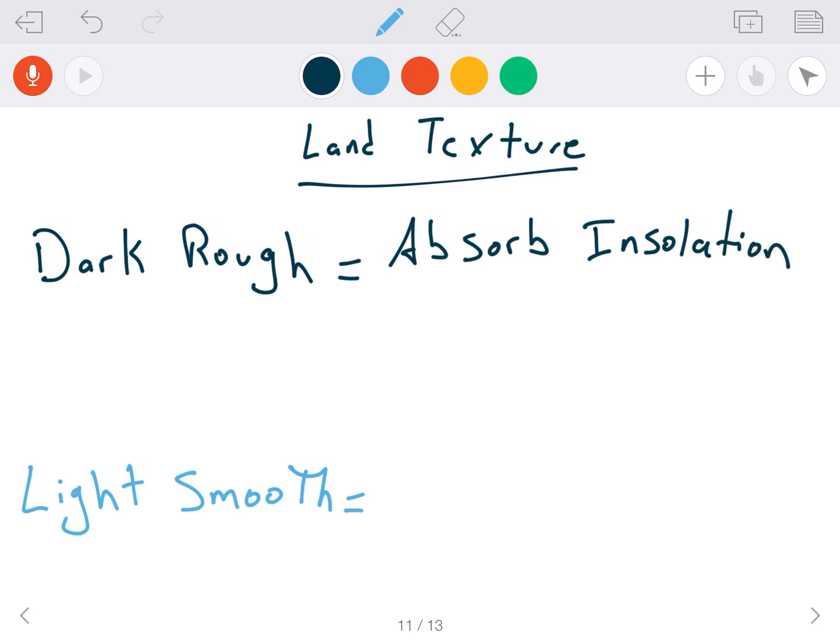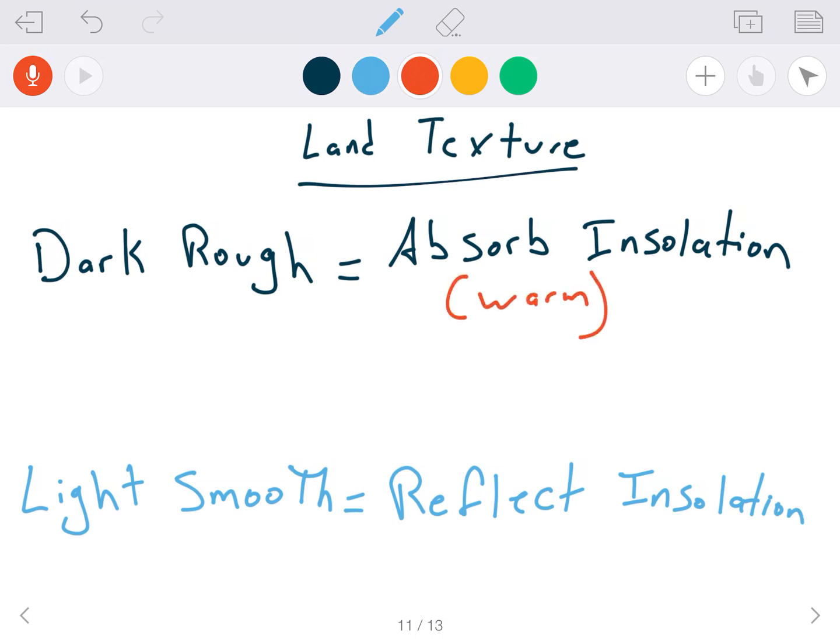Whereas a light, smooth area, maybe somewhere like Antarctica, the North Pole, light being like the white snow, and then the snow kind of is like a very smooth blanket. This is going to reflect insolation. So if you absorb insolation, it's going to be a warm area, a warmer climate. If you reflect insolation, this is going to be a cooler kind of area.